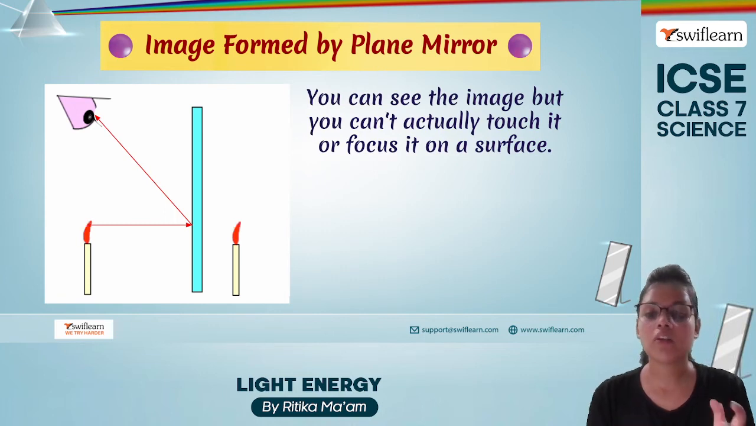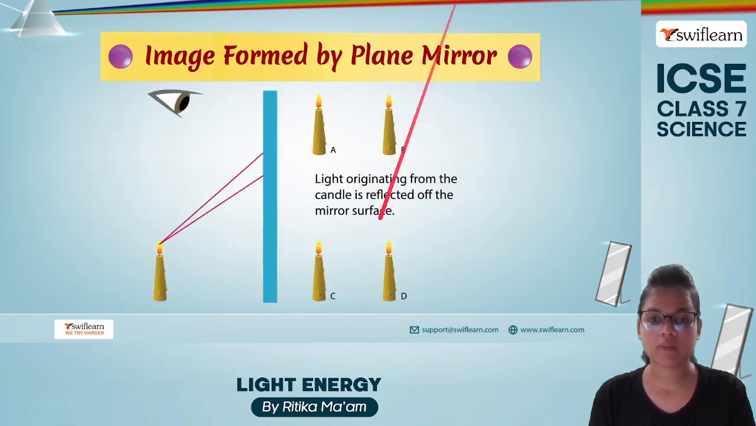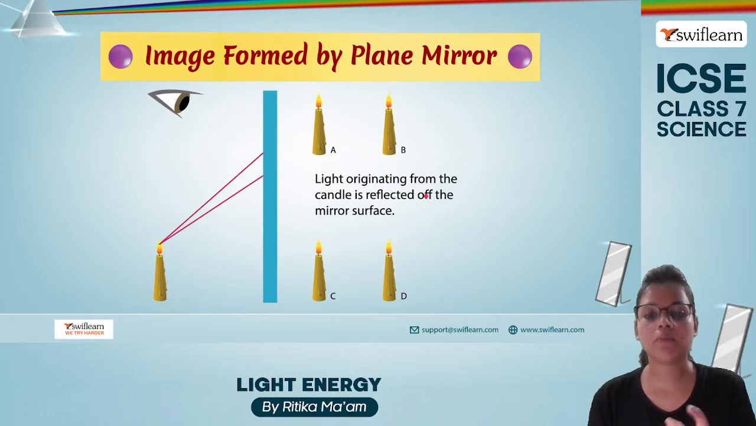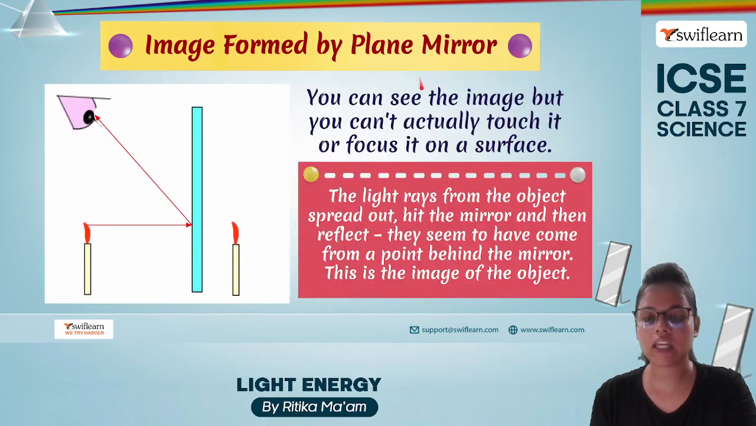Now, talking about the kind of image, we can see the image but we cannot touch it, or even focus it. The light rays from any object spread out, hit the mirror, reflect back, and reach our eyes, and that is how we are able to see the image of any object. The image formed by any plane mirror is virtual. That is, we are just able to see it.